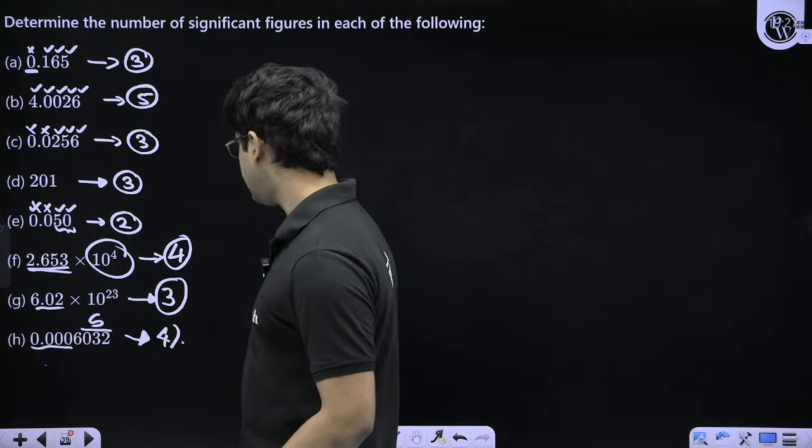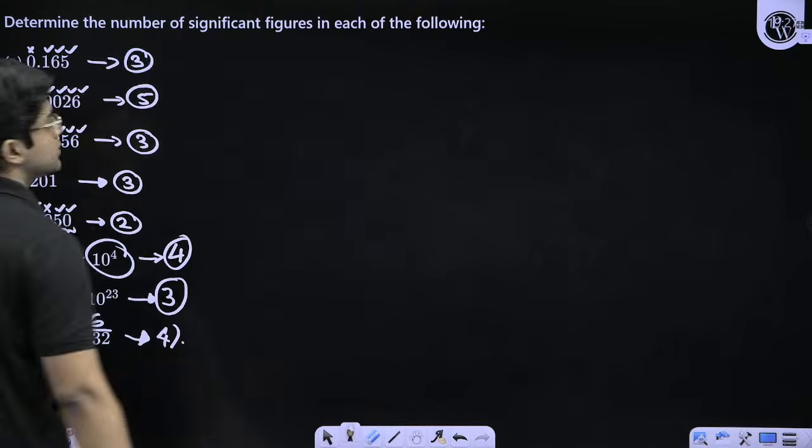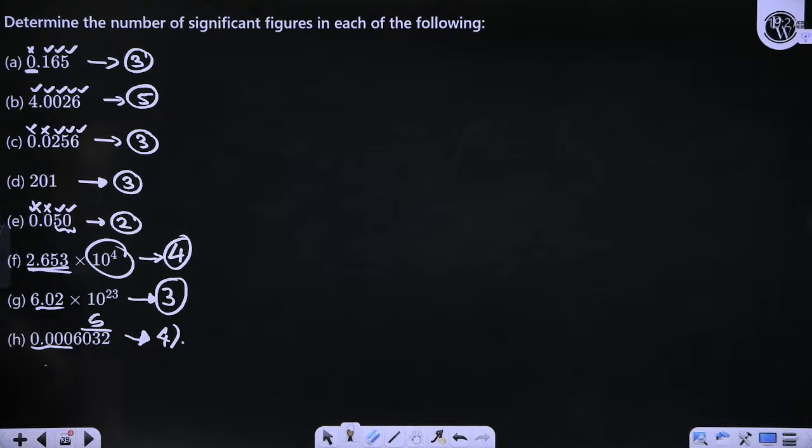Okay, so for significant figures, you can just follow the simple rules. Okay. Occasionally questions are asked from this topic.